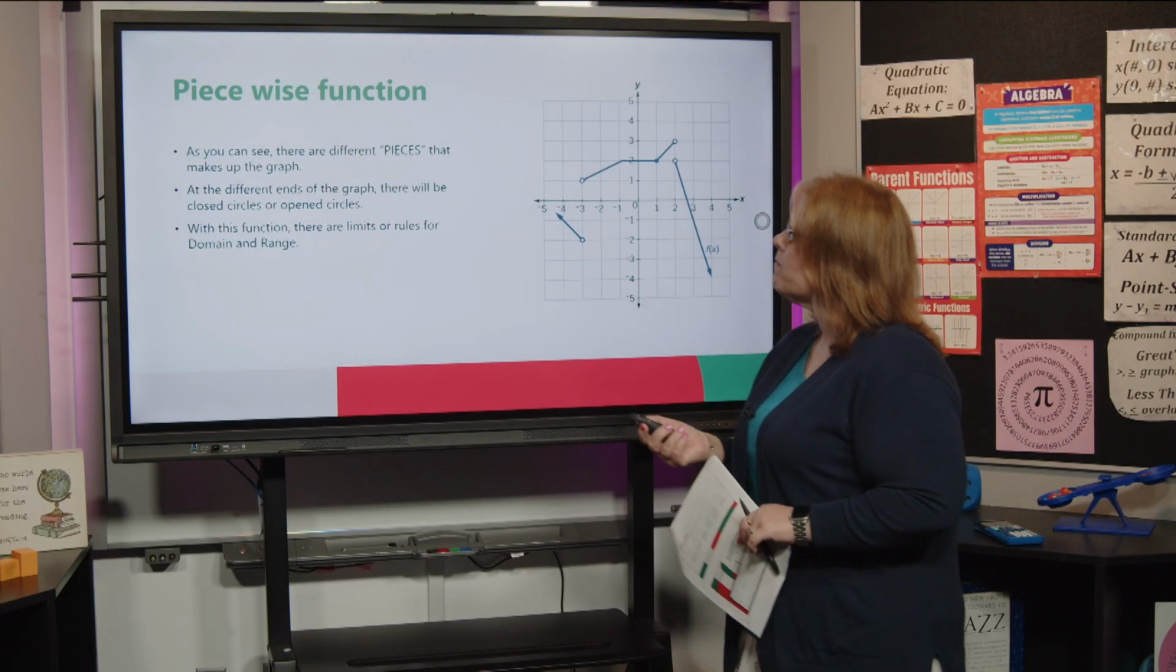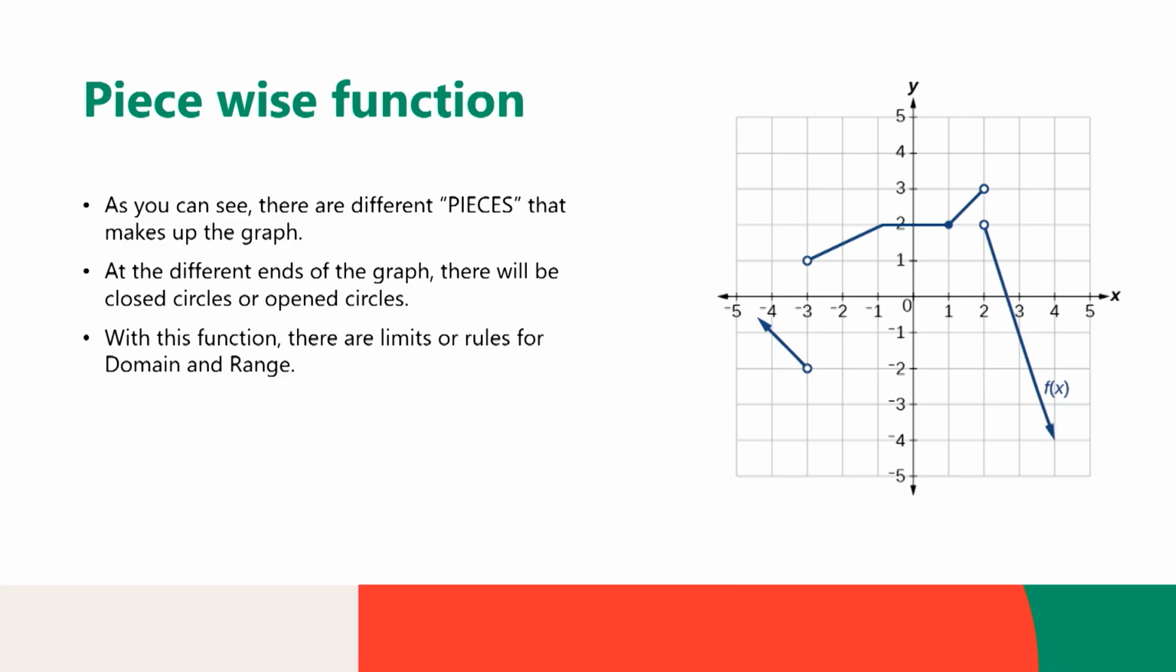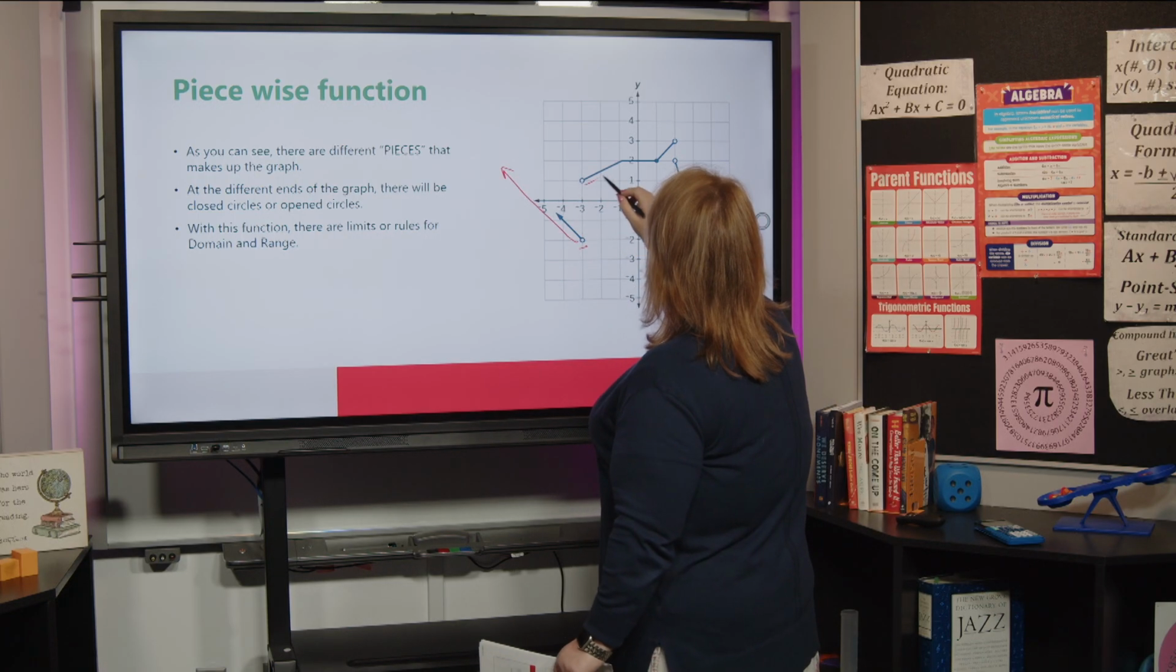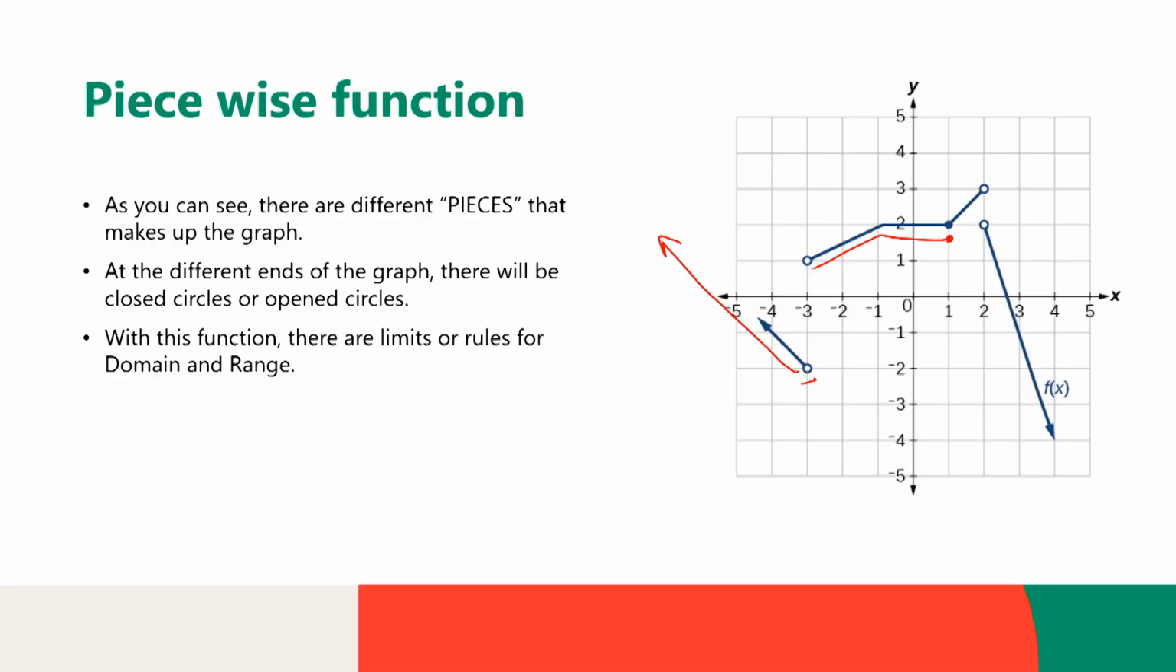So here we go. It says a piecewise function, as you can see, has different pieces that make up the graph. At the different ends of the graph, there will either be open circles or closed circles, depending on if they can or cannot equal that number. With this function, there are limits or rules for the domain and the range. So we see that we have an open circle here as I go this way, and it's an open circle here, but then it's closed here. And then I have a closed circle here, and then it's an open circle here. And then at 2, it's an open circle, but then I'm going down. So there are multiple pieces that go into making this function.